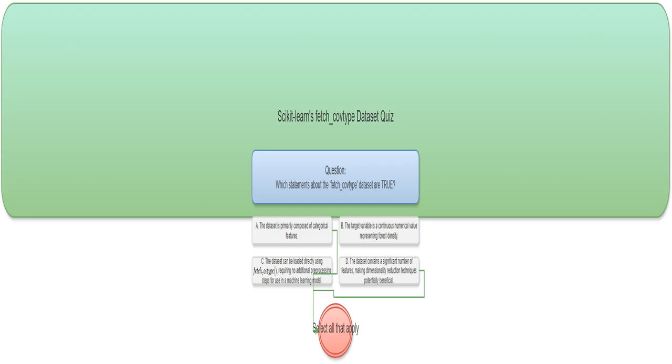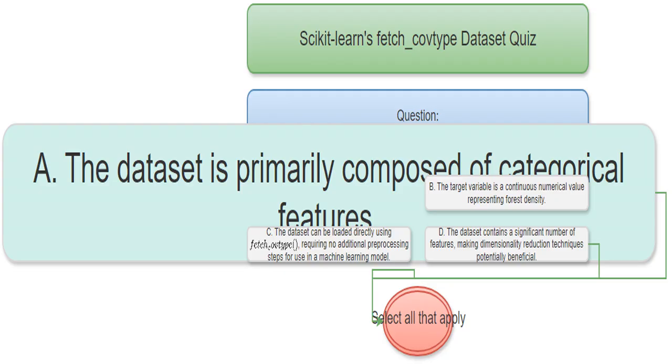I'm excited to help you understand this question about the Sklearn fetch_covtype dataset. We'll look at the properties of this dataset to determine which statements are correct. The key is understanding what kind of data it contains and how much data we're dealing with. This statement says that most of the data in fetch_covtype is in categories, like tree type A, tree type B, and so on, rather than numbers. I'll confirm this by checking the dataset's description.